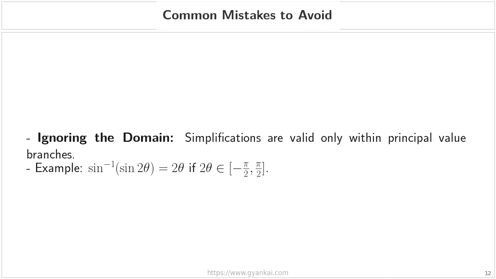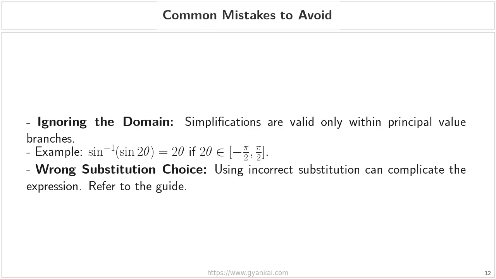It is crucial to remember that the simplifications we perform are only valid within the principal value branches of the inverse trigonometric functions. For example, in our previous exercise, we simplified the inverse sine of sine 2 theta to simply 2 theta. However, this equality only holds true if 2 theta falls within the interval from negative pi over 2 to pi over 2. If the angle falls outside this range, the simplification becomes more complex.